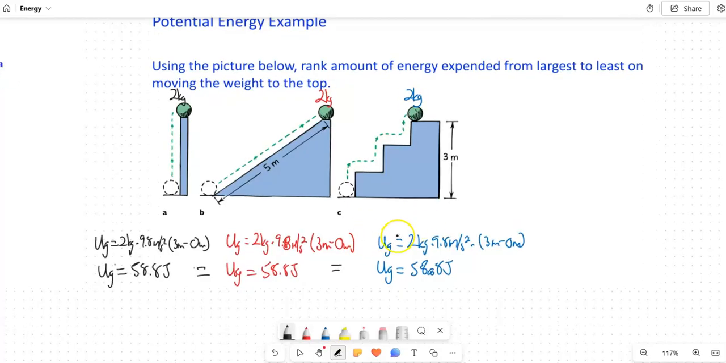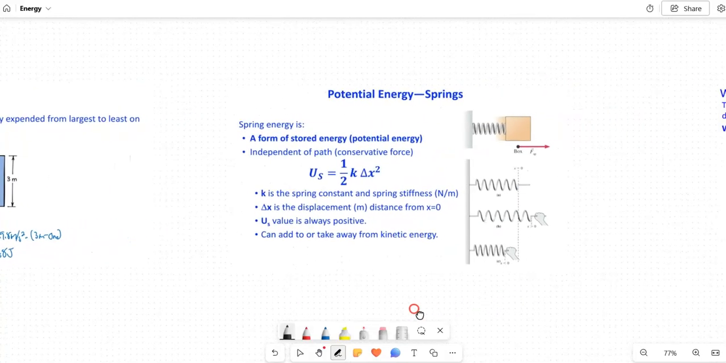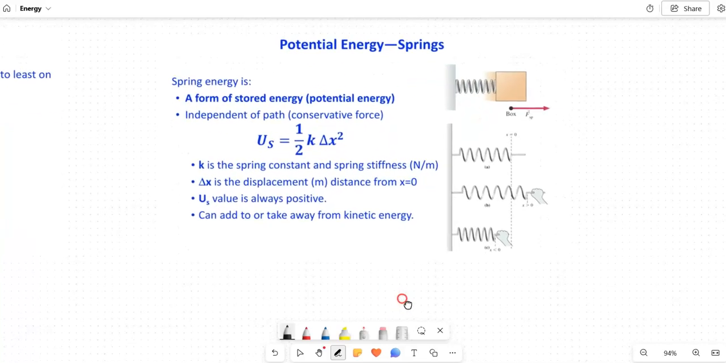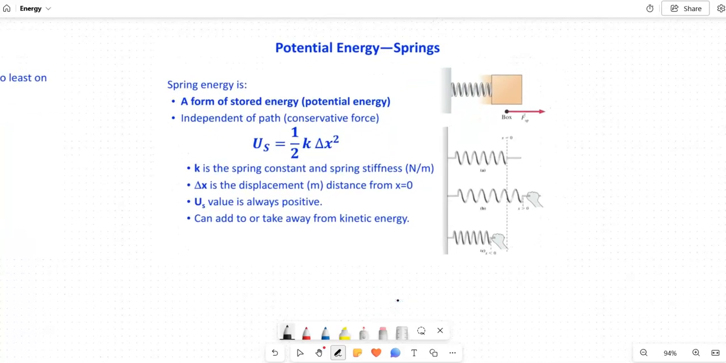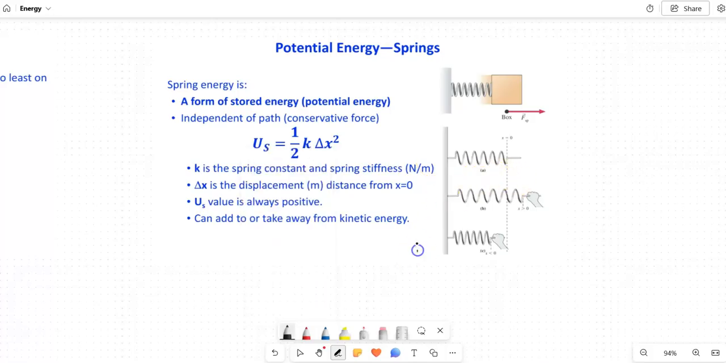All right. So hopefully you know a little bit about potential energy due to gravity and how it's path independent. Potential energy due to a spring is also path independent. It's also caused by a conservative force. So what that means is if you pull a spring, that spring is going to want to restore it back to the equilibrium position. If you compress that spring, it's going to want to snap back to that equilibrium position.